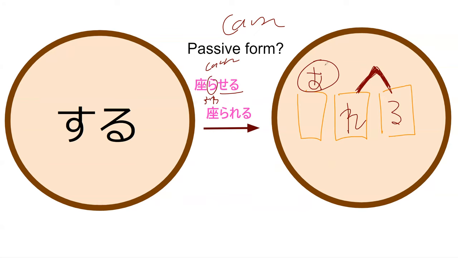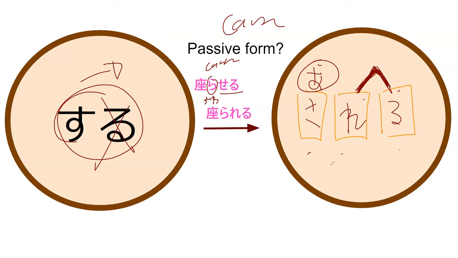We know it's going to have to end with areru. So things must be dropped and things must be given. Yes, sareru. In case you're curious, the causative form, I believe, is saseru. So it's S plus A.